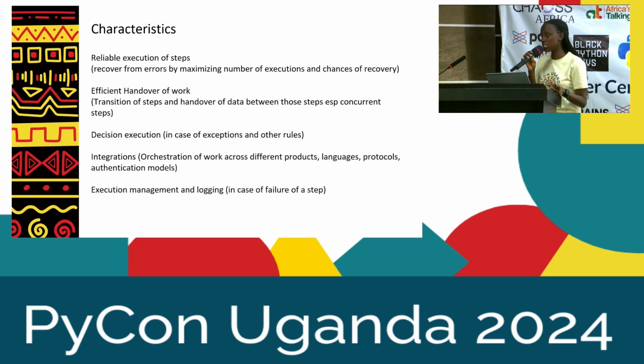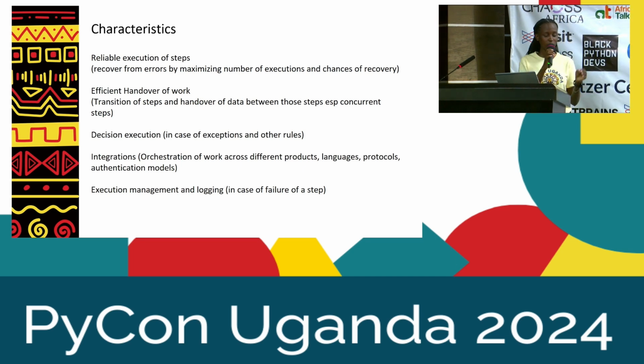So you have efficient handover of work, as you have seen. The steps are detailed and they are explicit. So you know that after service A has completed its work, it is handing over the result to service B, and then service B will do whatever you want it to do, and it hands over its work to service C. So there is an efficient handover of work.